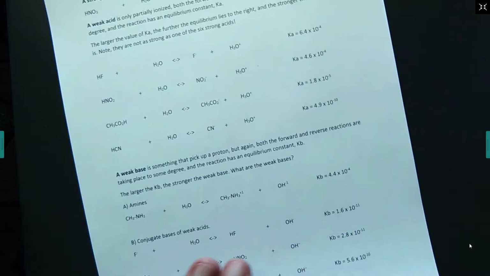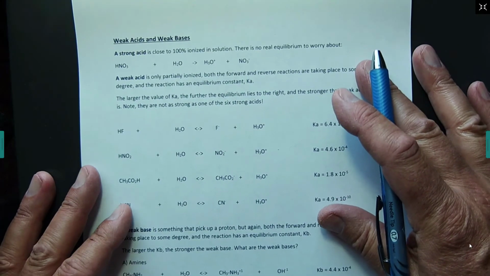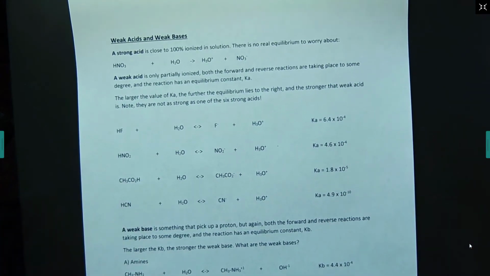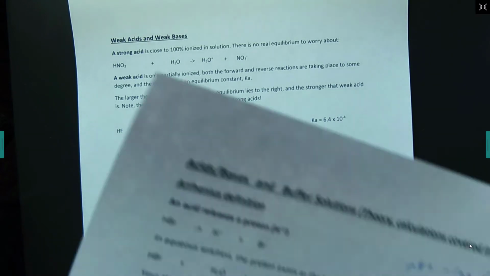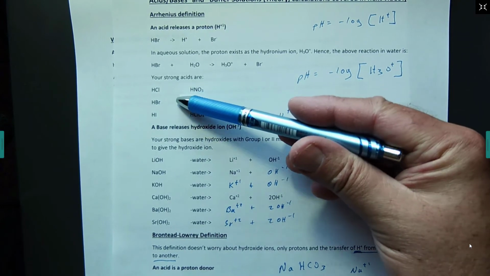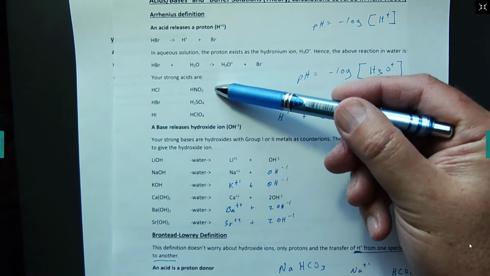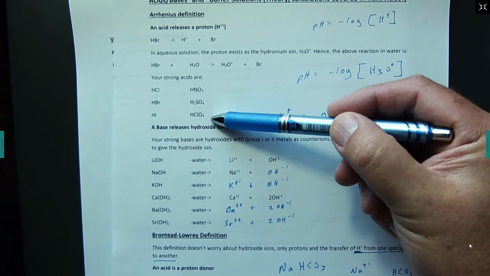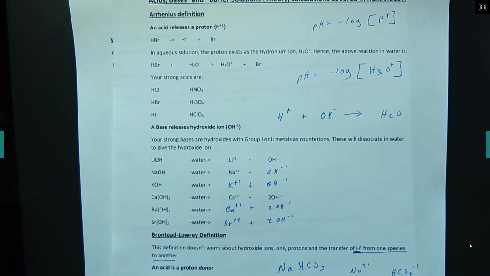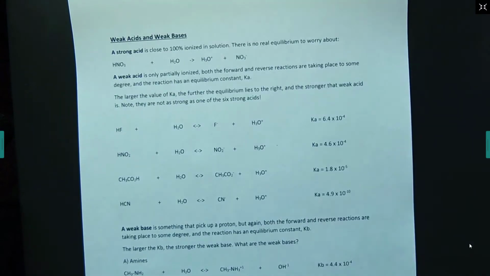let's take a look at weak acids and weak bases. I have found in the past when people have trouble with this topic, with buffers and with acids, bases in general, it's because they don't recognize the difference between strong and weak. So again, your strong acids, you should just flat out learn them. These are your strong acids. And if you're an acid but you're not a strong acid, you're a weak acid.